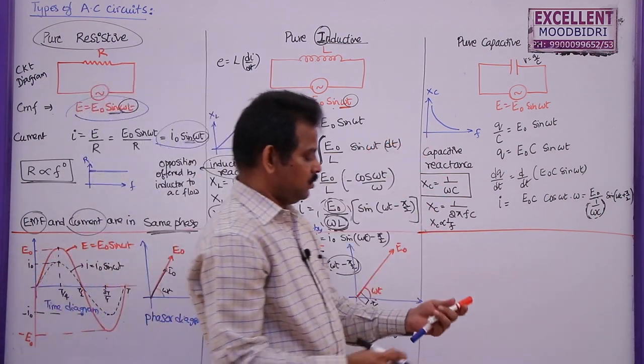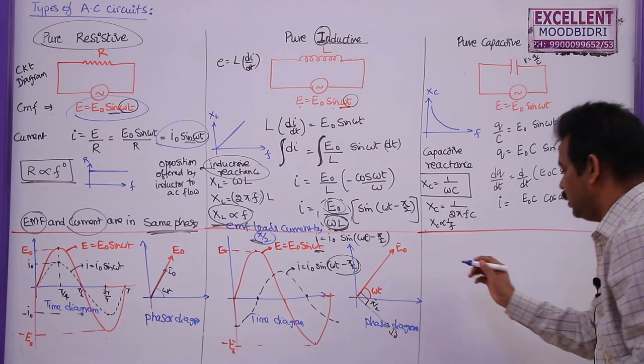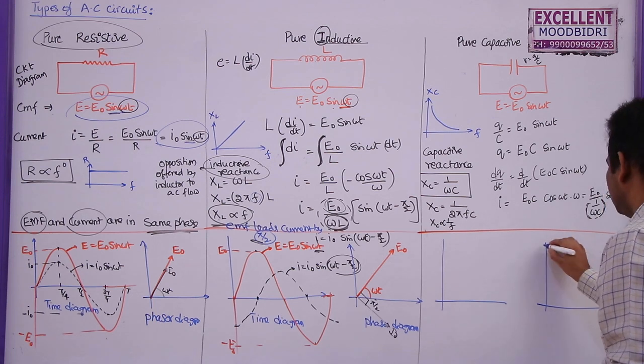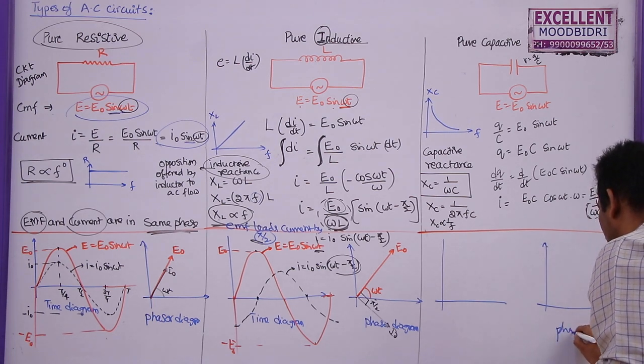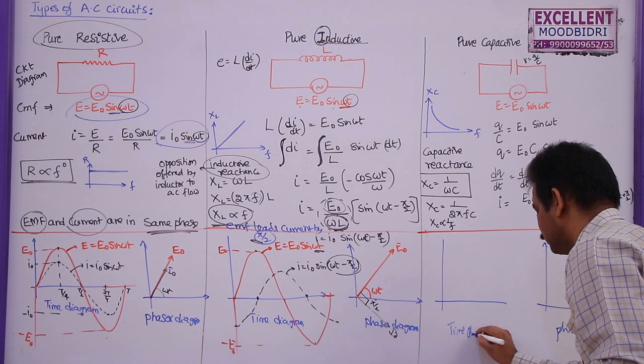Now for the third circuit, that is the pure capacitive circuit, in this case I am going to draw two diagrams here. This is a phasor diagram. This is a time diagram.